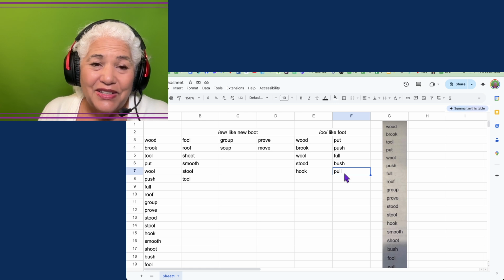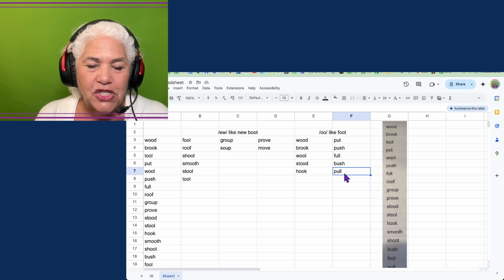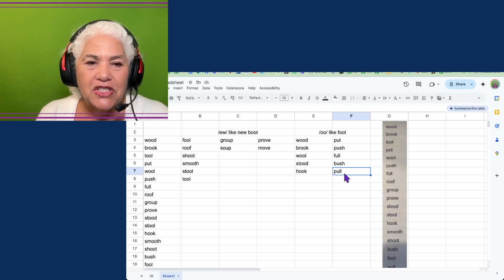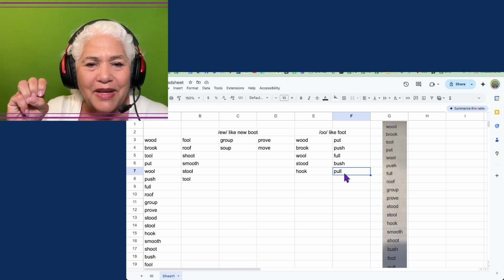And otherwise, you just do the best you can with these crazy lists that are probably pretty okay for a proficient reader and speller, but for our struggling ones, it's too much. But you just do the best you can with giving them something that they can grasp. I hope that helps.